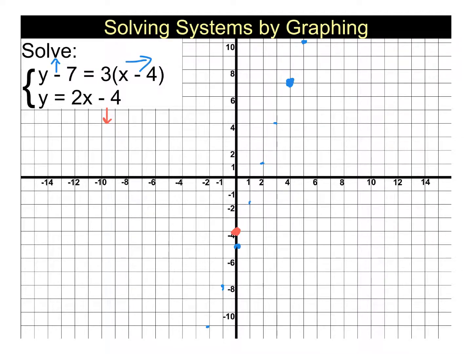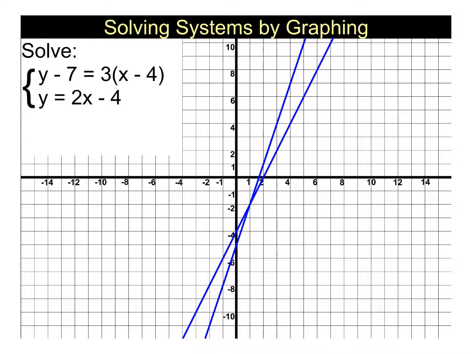So from that point, I go up 2 over 1, up 2 over 1, and I can just keep going up 2 over 1 all the way along. Do that on both sides, and you can make the graph that goes through those. You should end up with a graph that looks like this.